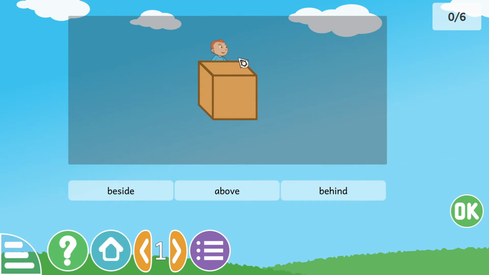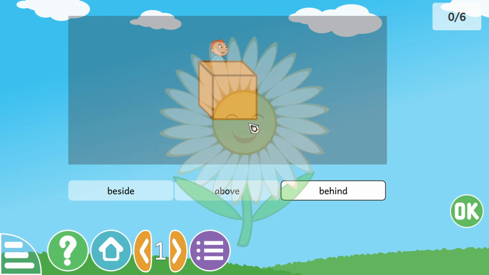So at the moment we have a child and a box. We want to know where the child is relative to the box. So the options we've got are they're beside it, above it, or behind it. Because we can only see the bottom part, so the top part of the kid, we know that they're behind it. So I'm going to lock that option in.